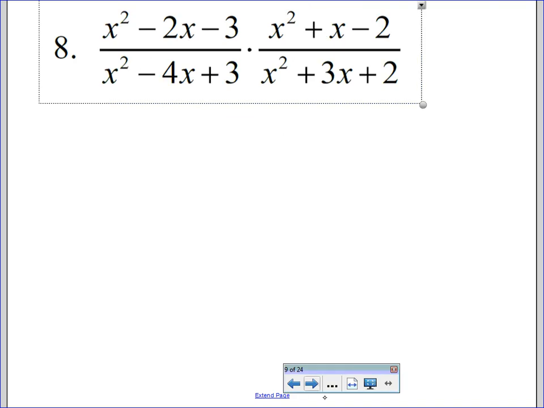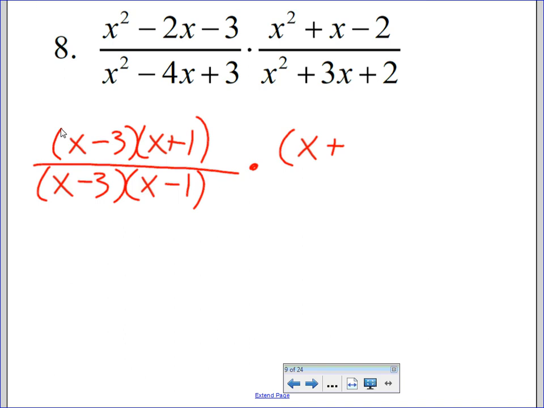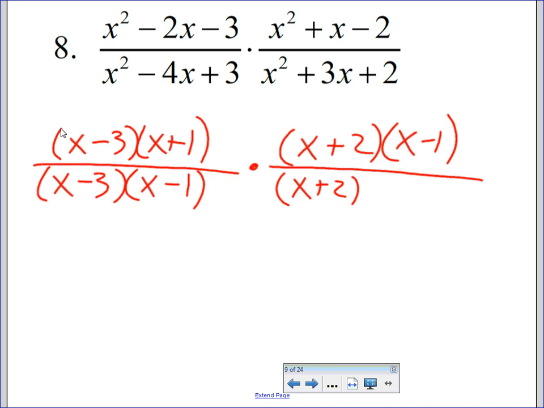All right, this one's a lot. We have to do a lot of factoring. So the numerator of the left fraction would factor as x minus 3 times x plus 1. And the bottom will factor as x minus 3, x minus 1. I'm going to multiply that over here by x plus 2 times x minus 1. And on the bottom, it's going to factor as x plus 2 times x plus 1.